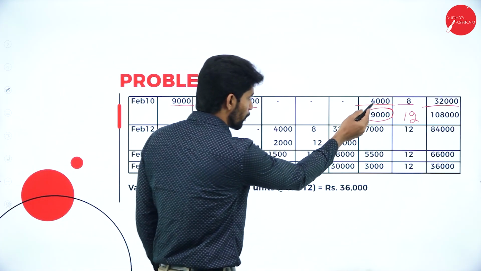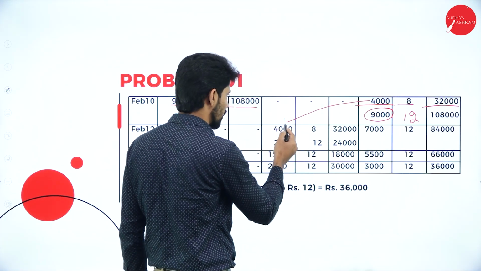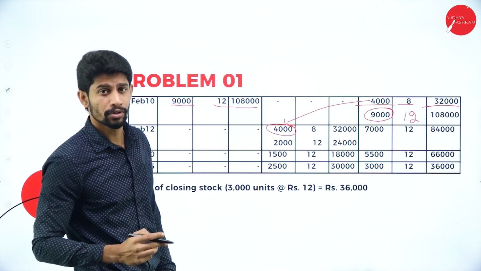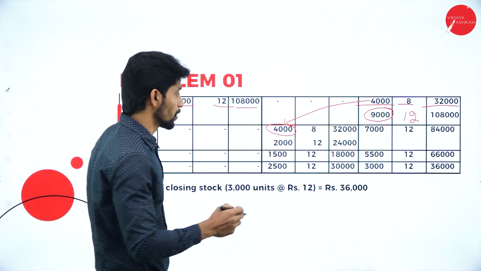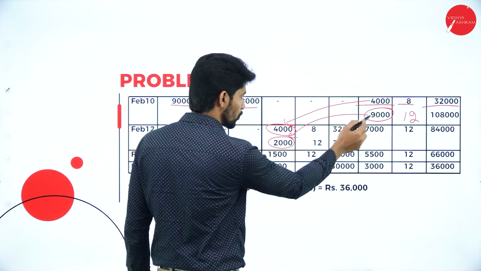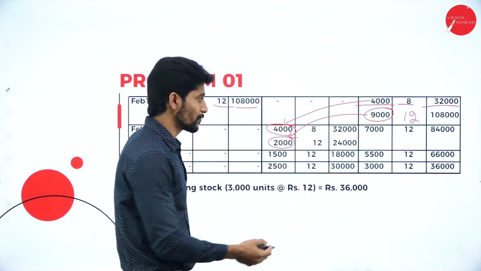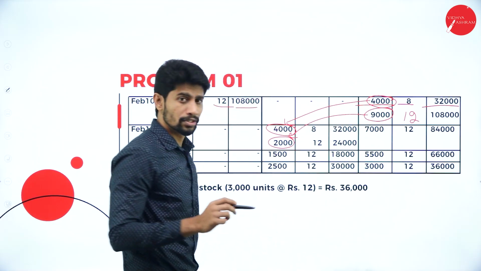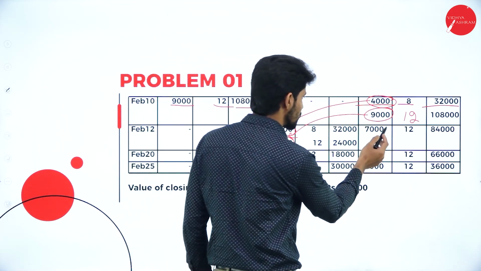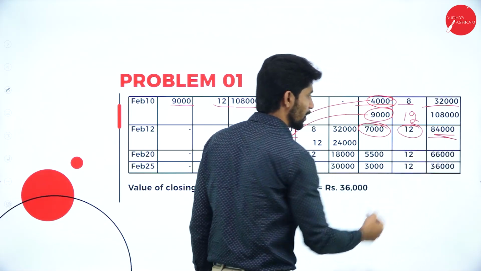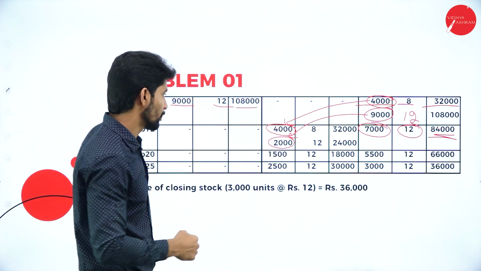So here we have 4,000. So first issue this 4,000. Still how much we are supposed to issue? We are supposed to issue 2,000. So issue this 2,000 from 9,000. What is the balance we have? We already issued this 4,000, and in this 9,000 we already issued 2,000. Remaining is 7,000. So what is the value? 12 rupees. You will get 84,000. Close the entry for that day.